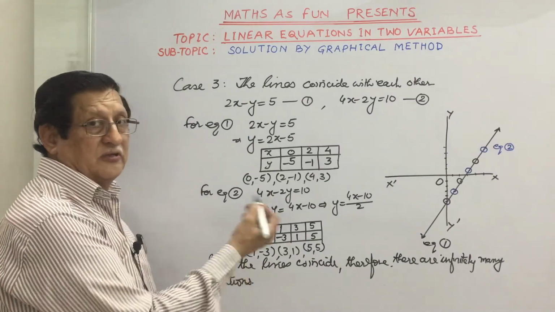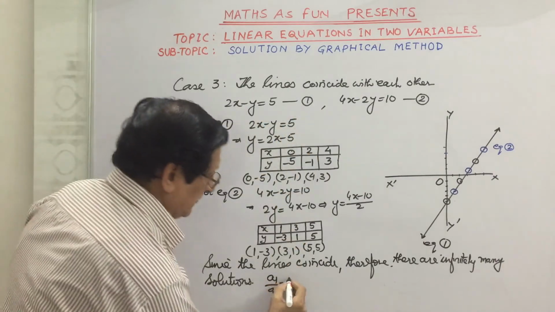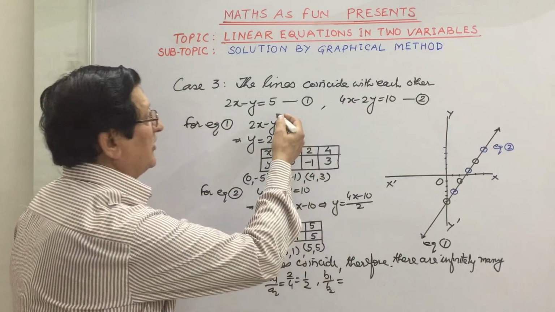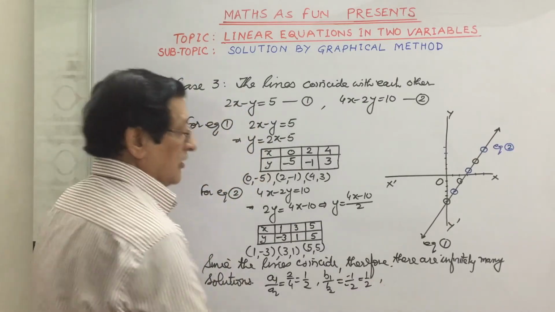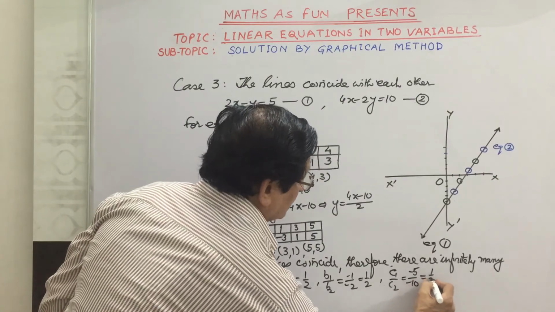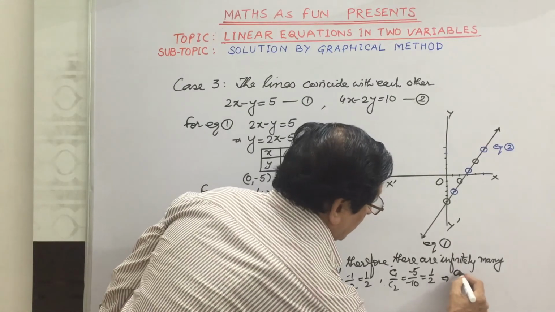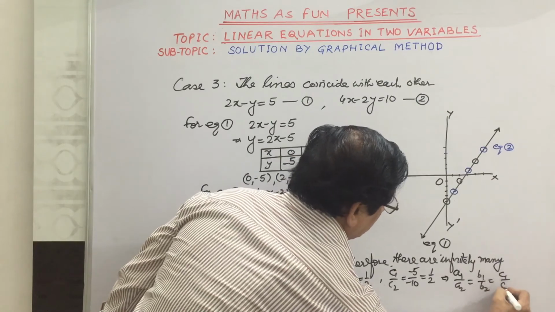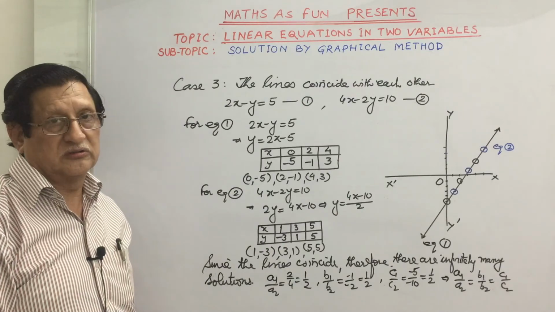And what do we see about a1 upon a2? Here we find a1 upon a2 is 2 upon 4, that is 1 by 2. b1 upon b2 we are finding is minus 1 upon minus 2, that is also 1 upon 2. And what about c1 upon c2? That is minus 5 upon minus 10, that is also 1 upon 2. So we find that all the three are equal. This implies that a1 upon a2 is equal to b1 upon b2 is equal to c1 upon c2. This becomes the condition for infinitely many solutions.